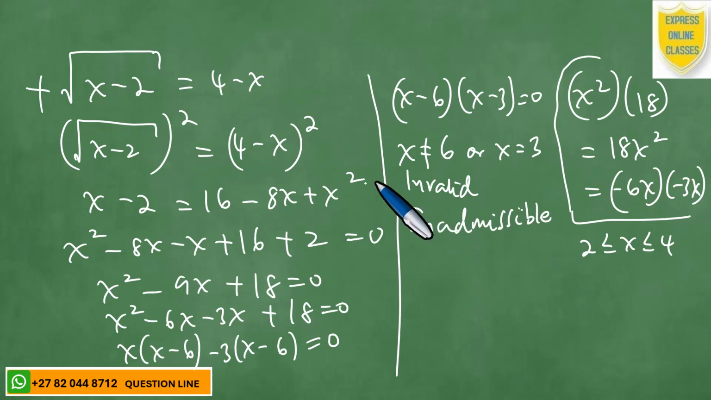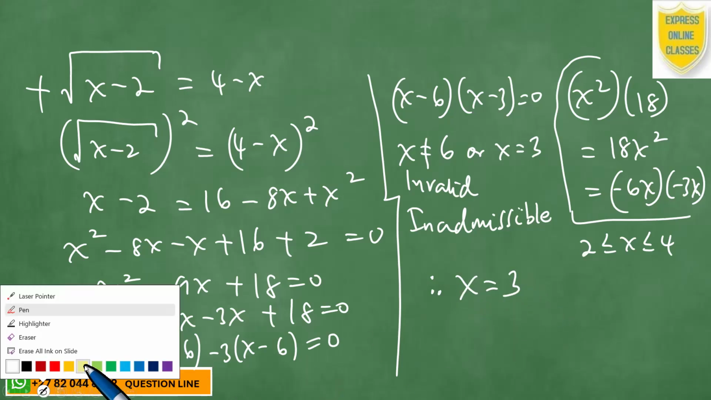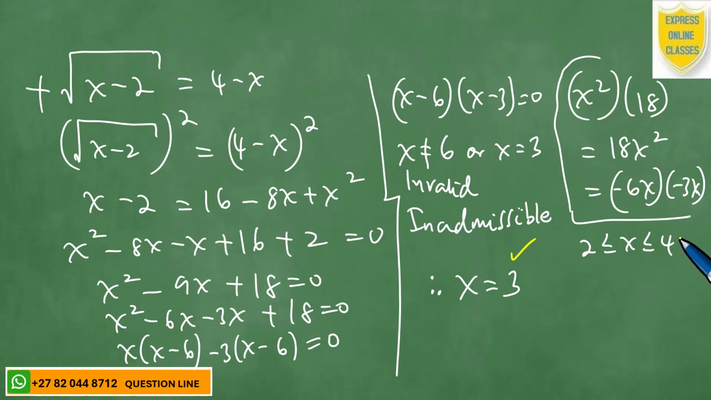What about x equals 3? Let's check it out. If you have 4 minus 3, you get a 1, and 3 minus 2, you also get a 1. The square root of 1 is 1, and therefore this one is the correct answer. It follows that x equals 3, and only x equals 3, which also lies between exactly the 2 and the 4. And therefore, we have solved this particular question step by step.